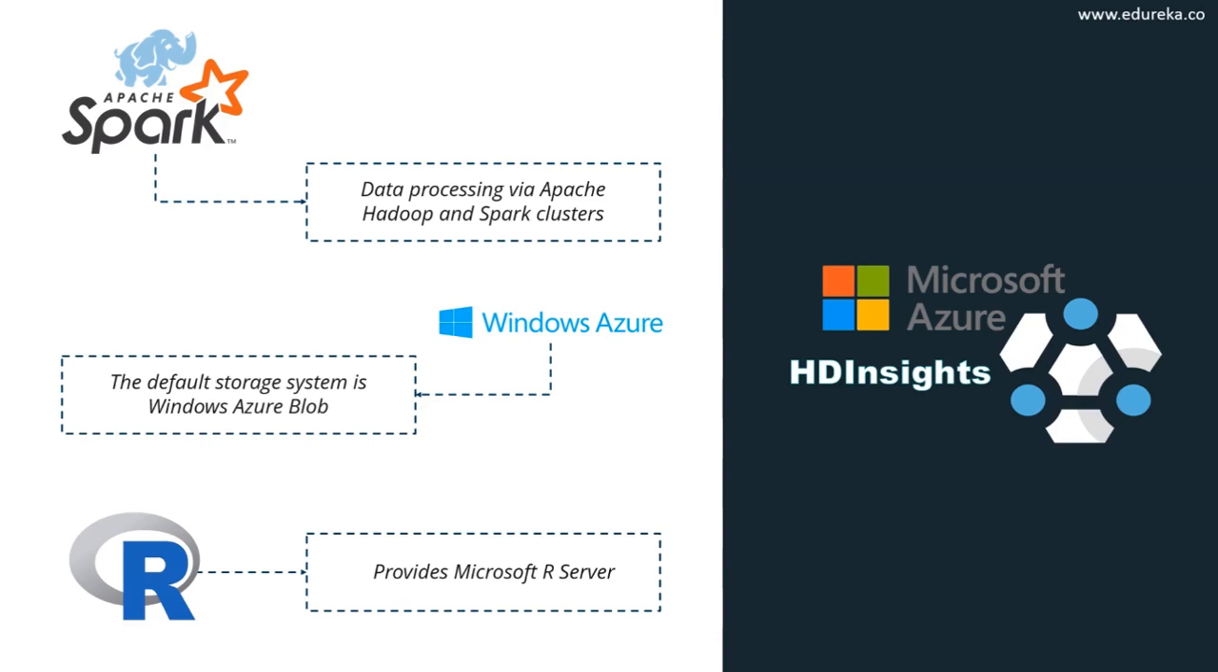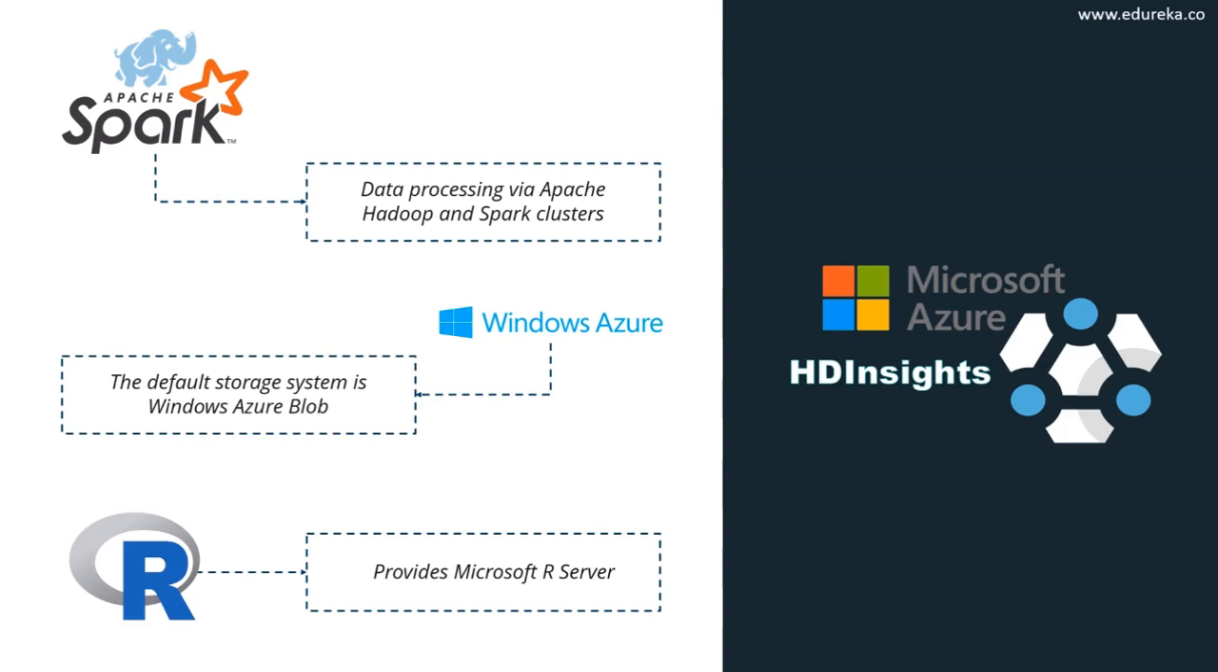Let's discuss a couple of features of HD Insights. Now, one thing that I found really interesting about the Azure HD Insights is that it provides full-fledged support to integrate with Apache Hadoop and Spark clusters for data processing. Again, now this is fully integrated with Hadoop, so you can perform much better data processing, right? Another important point is that Windows Azure Blob is actually the default storage system for this particular tool, and it can effectively manage the most sensitive data across thousands of nodes.